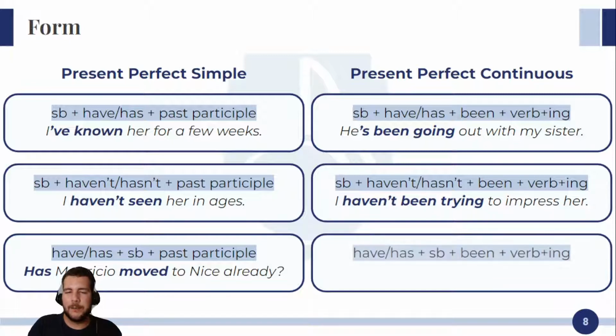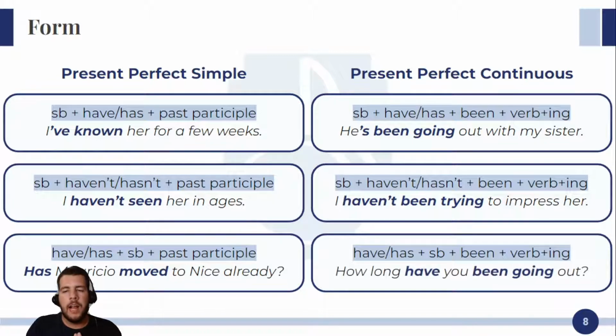And for questions, we have have or has, subject, been, and the verb plus ing. Example: how long have you been going out? So notice that for the present perfect continuous, we are always going to have been. Been is present in all of the forms: affirmative, negative, and questions. And it is continuous. If it is continuous, it's because the verb takes the ing form. That is the continuous part.